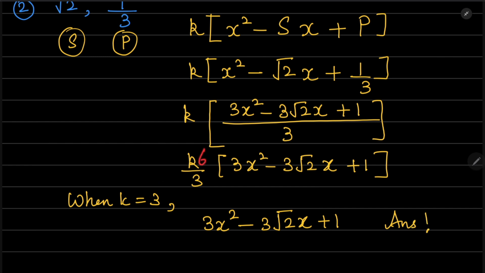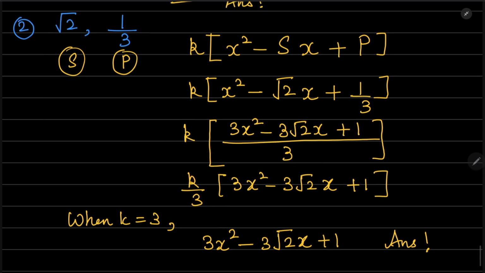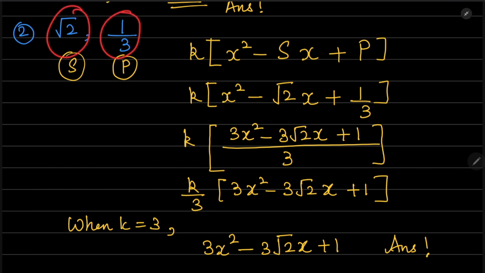Suppose you take k is 6. Then what will you have? You will have to multiply everything with 2. So you will have 6x square minus 6 root 2x plus 2. This is also correct. So again, it completely depends on it. If suppose k is 9, what will you have outside? You'll have a 3. Multiply 3 with all the terms. That is your final answer. So for any given set of sum and product, you can have infinite number of polynomials, depending on what value of k you choose. I hope that is clear. Let's go ahead with the next question.